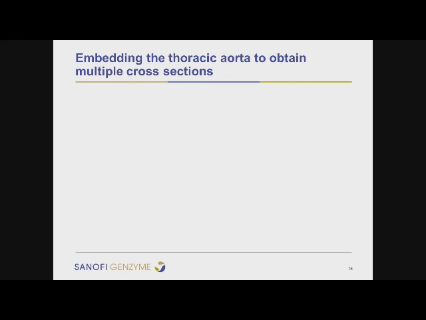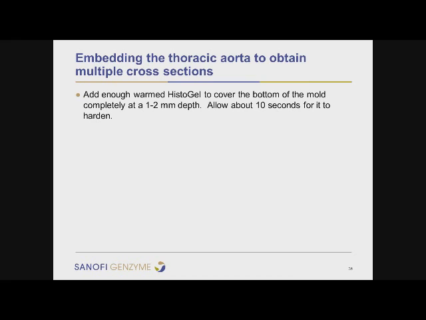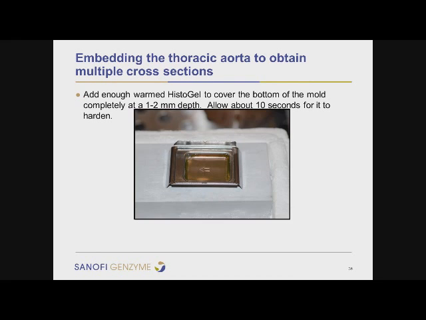So the embedding of these thoracic aortas to get those multiple cross sections actually is a two-step process. First, I'm going to add enough warmed histogel to cover the bottom of the mold completely at a 1 to 2 millimeter depth.